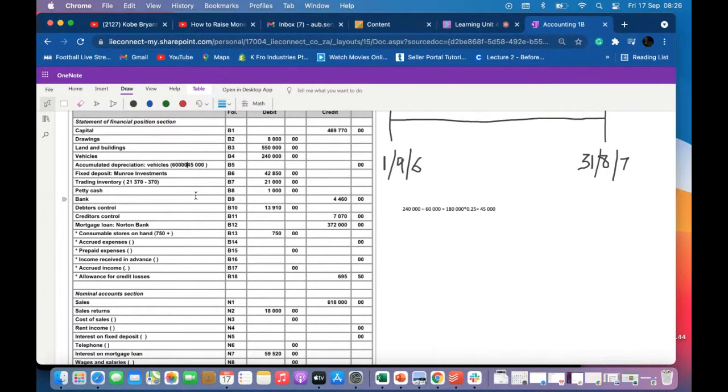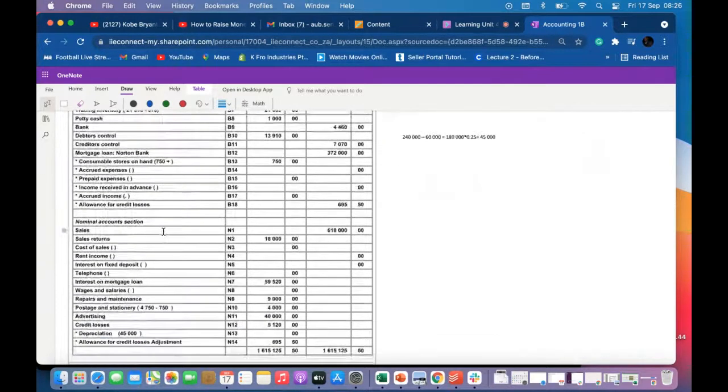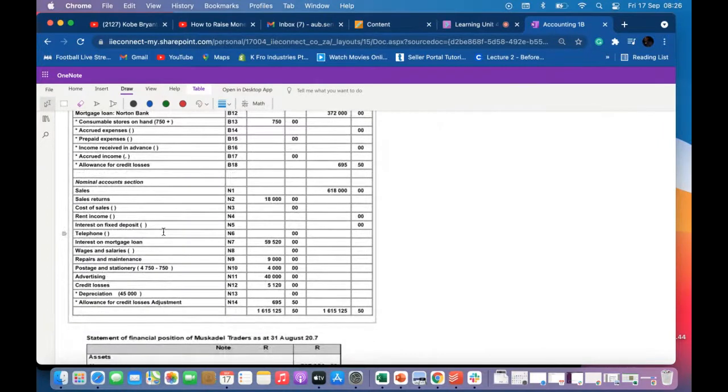60,000 plus the 45,000 we just calculated. Okay, but let's leave that there for now. We will come back. Wages and salaries.